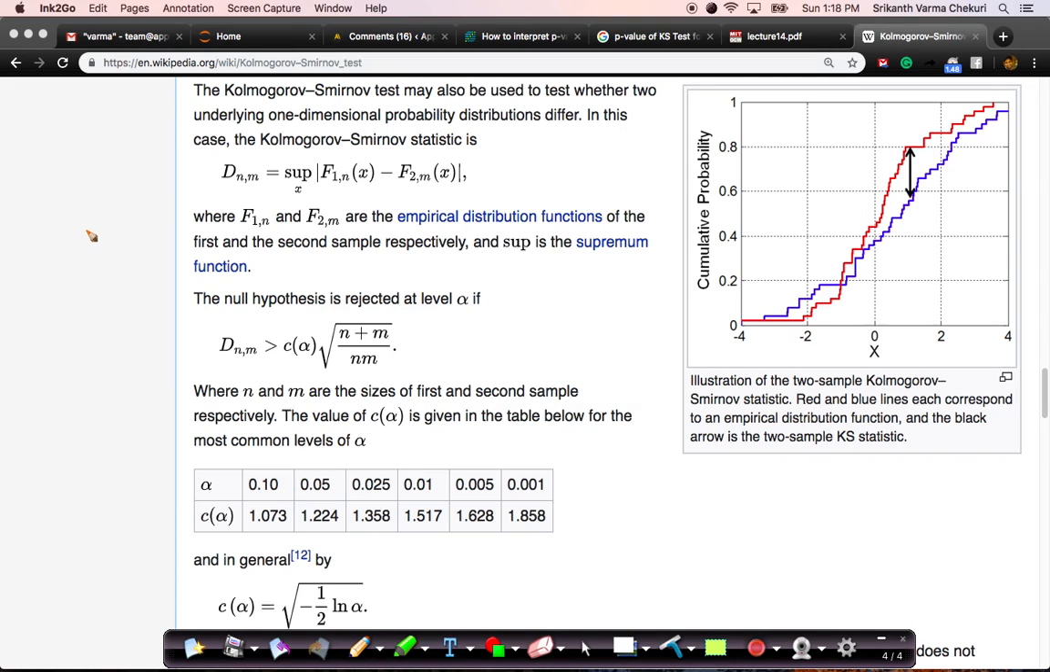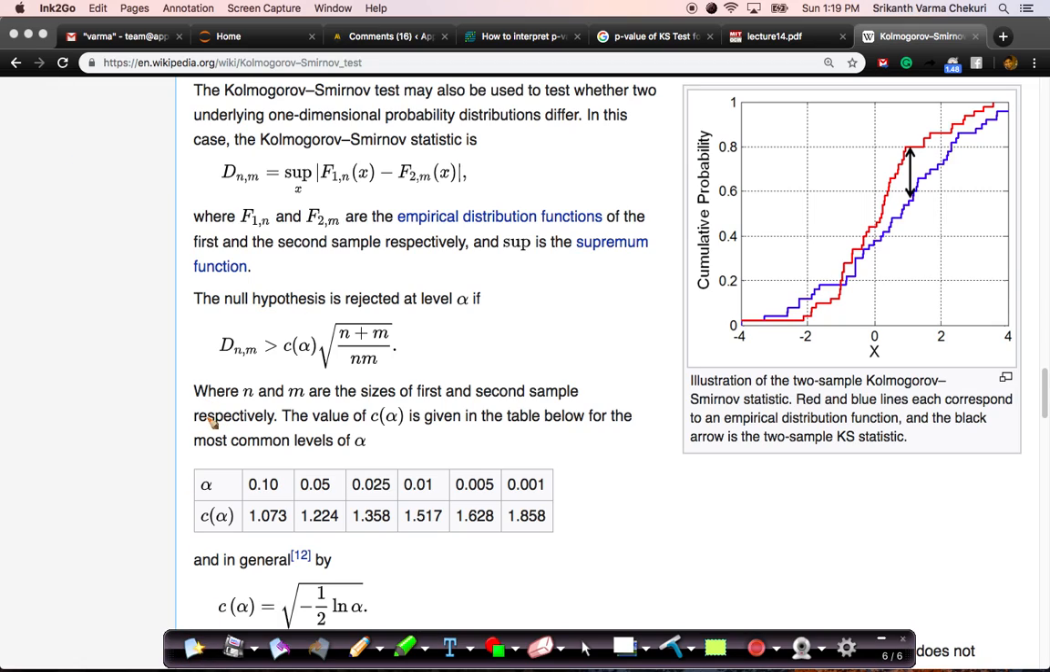So in KS test, we have seen how to reject a null hypothesis. Again, just as a quick recap, the null hypothesis in KS test is that given two random variables x and y and their distributions, both of these are generated from the same distribution, right? The probability distribution of x and y is the same. That's what the null hypothesis is.